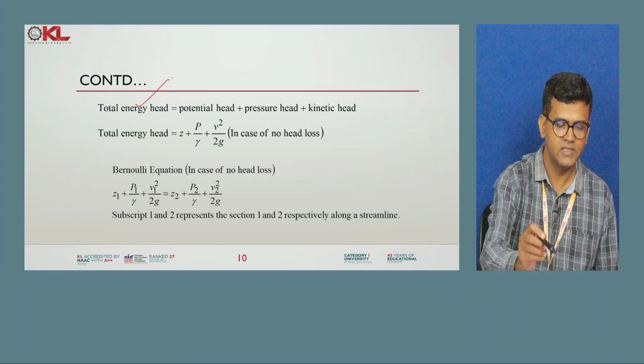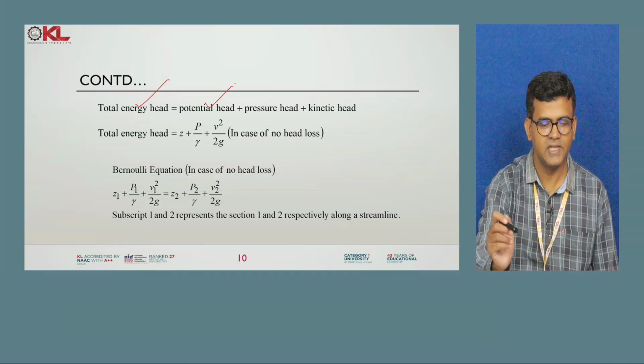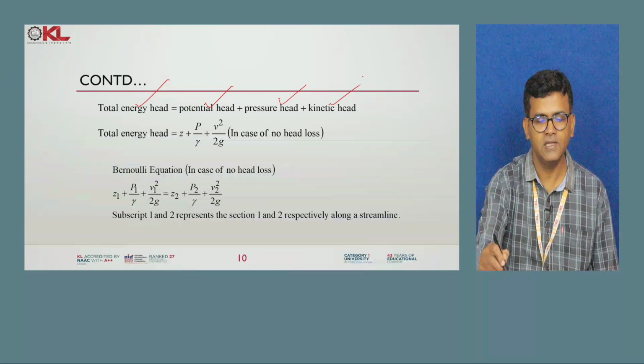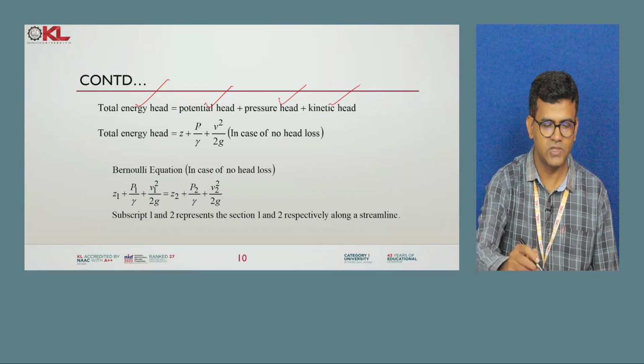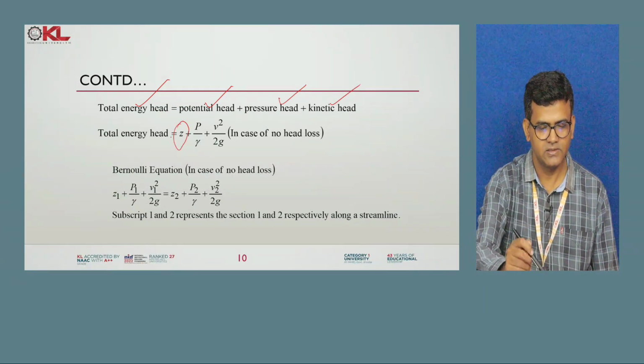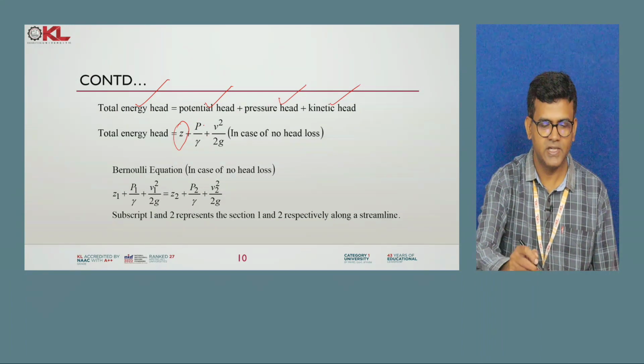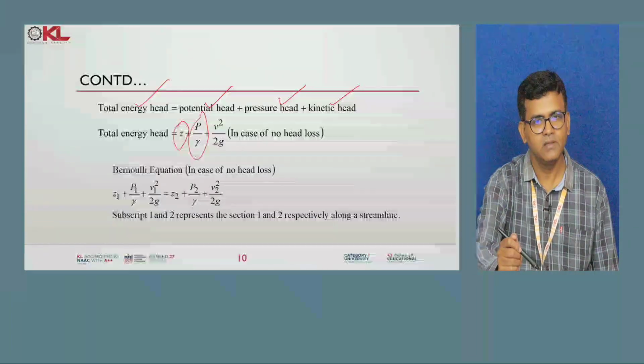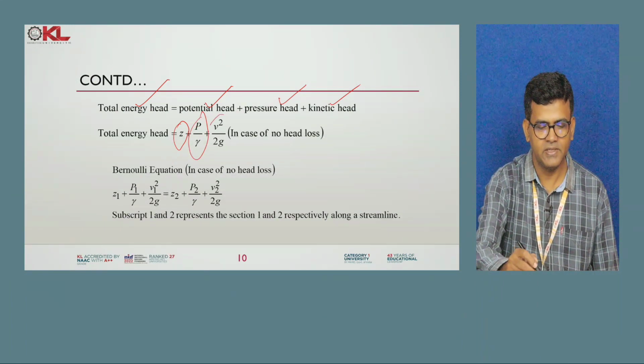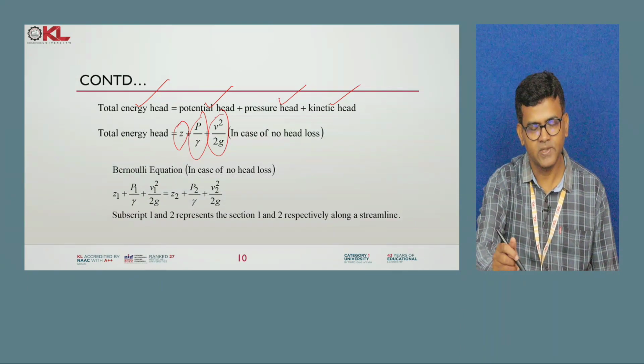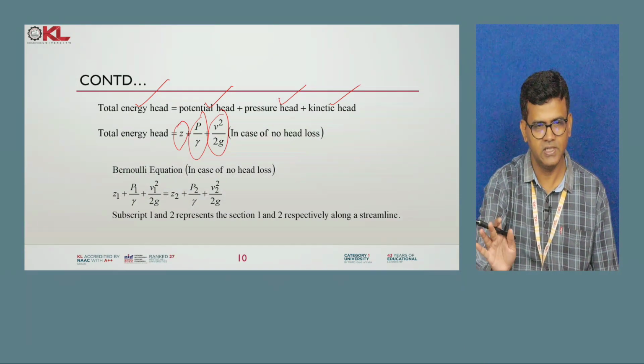So here total energy head is the potential head, pressure head, and kinetic head. This potential head can be written as Z, pressure head can be written as P upon gamma, and kinetic head can be written as V square upon 2G in case of no head loss. We will see later on this one.